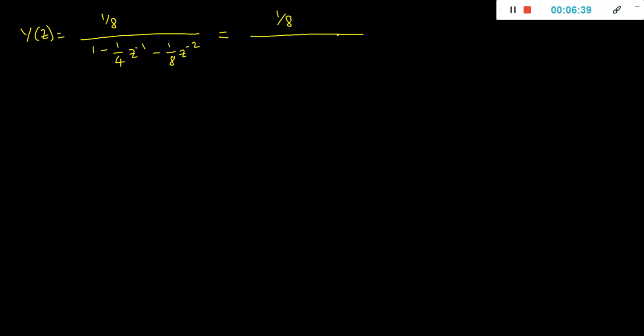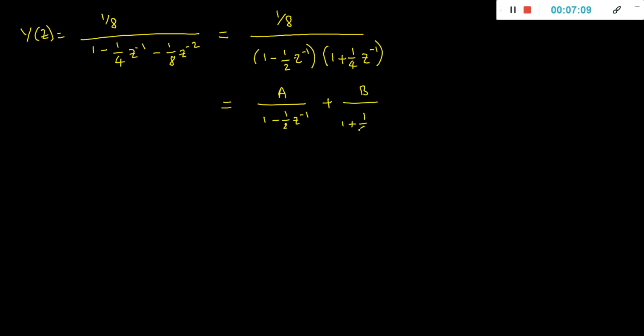The numerator is as it is, and in the denominator we can find that the factors are 1 minus 1 by 2 z to the power minus 1 into 1 plus 1 by 4 z to the power minus 1. So this can be very easily written as a by 1 minus 1 by 2 z to the power minus 1 plus b by 1 plus 1 by 4 z to the power minus 1.